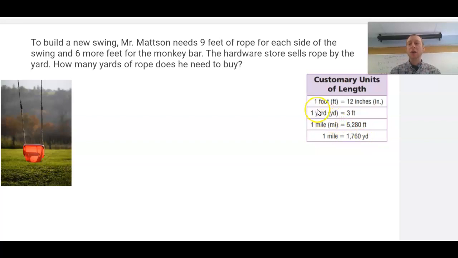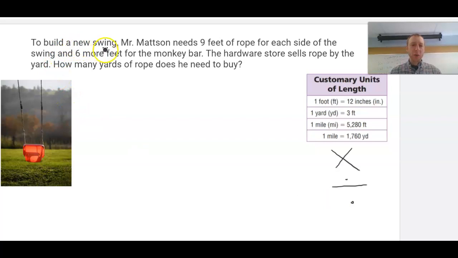All right, so what you need to know is that 1 foot equals 12 inches. 1 yard equals 3 feet. 1 mile equals 5,280 feet. And then 1 mile equals 1,760 yards. The hardest part about this unit is going to be when we start converting, we're going to have to start deciding, are we going to be multiplying to make that conversion or dividing? So let's see what we have to do in this situation.